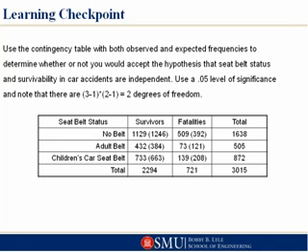So here's a learning checkpoint. Use the contingency table with the observed and expected frequencies to determine whether or not you would accept the hypothesis that the seatbelt status and the survivability in car accidents are independent. Use alpha, the level of significance, equal to 0.05, and note that the number of rows, 3, minus 1, times the number of columns, 2, minus 1, gives 2 degrees of freedom for this chi-square test statistic.